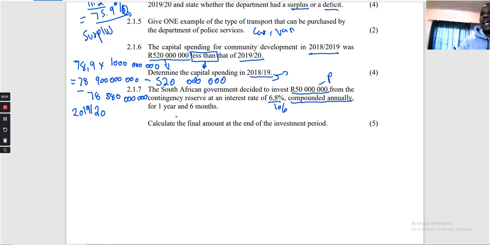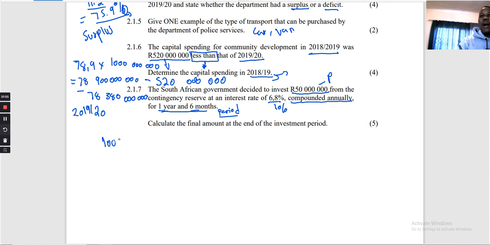And they say they have invested for what? 1 year, 6 months. This is the period. So we have everything to calculate the final amount of the investment. They say calculate the final amount at the end of the investment period. So what is it that we're going to do? This is the method that I teach my learners.